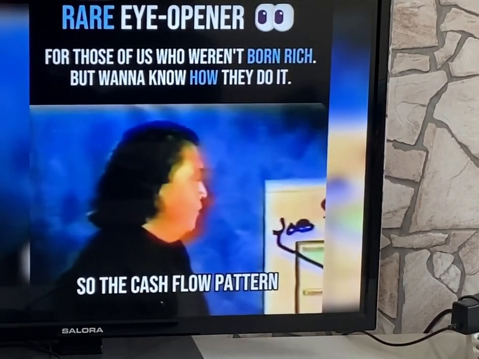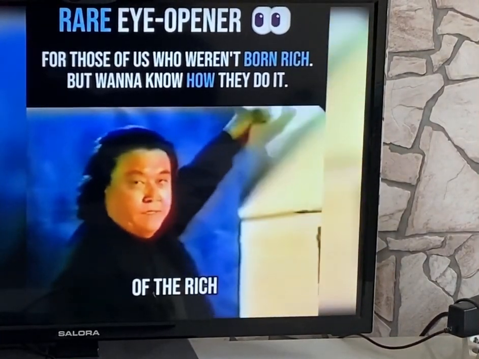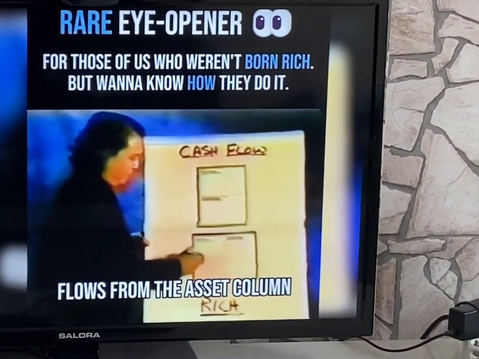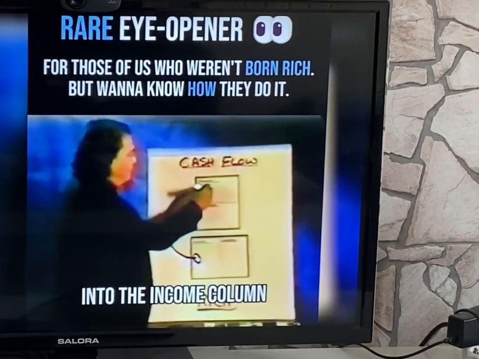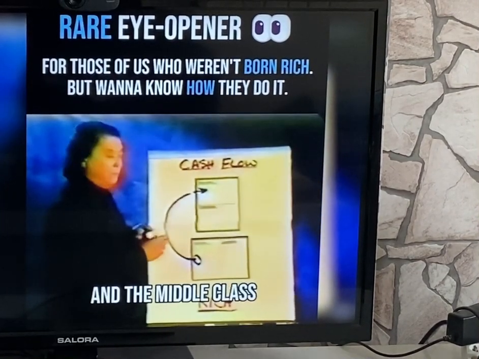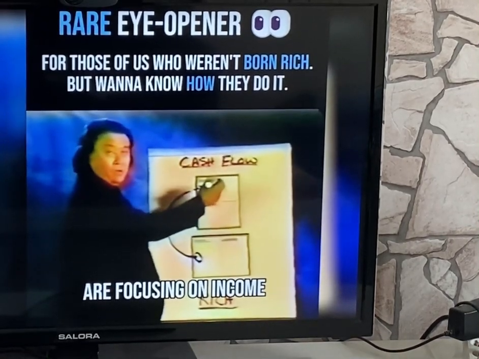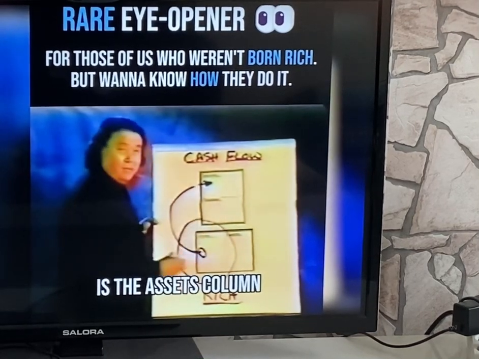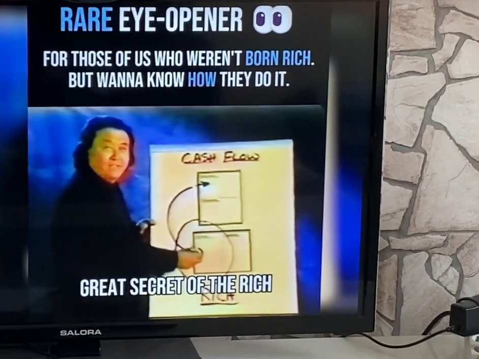So the cash flow pattern of the rich is different. The cash flow pattern of the rich flows from the asset column into the income column. So while the poor and the middle class are focusing on income, what the rich are focusing on is the asset column. And the asset column is the great secret of the rich.